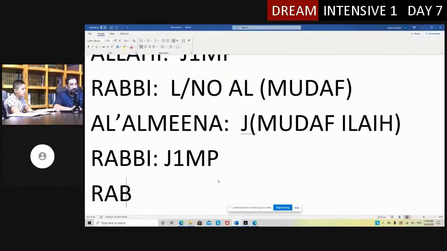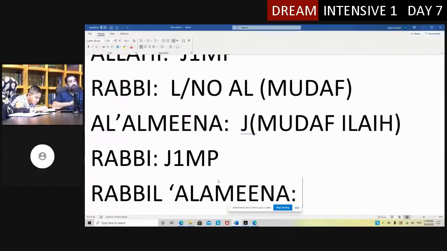I'm going to write this together. Rabbil Alameen. You want to start that? Okay. Now I'm looking at the whole thing together. We looked at Rabbi on its own, right? We looked at Al Alamina on its own. We figured out that they're mudaf ilayh. Then I asked you to figure out 4 properties of Rabbi. Fine. But now I want to look at Rabbil Alamina.